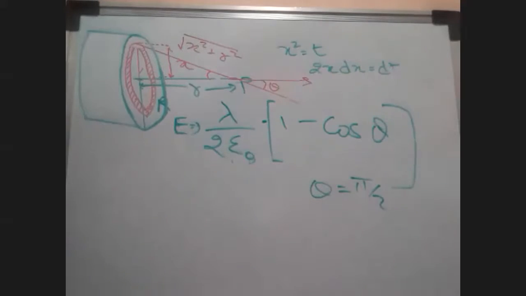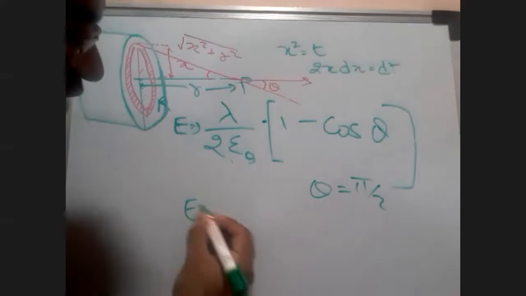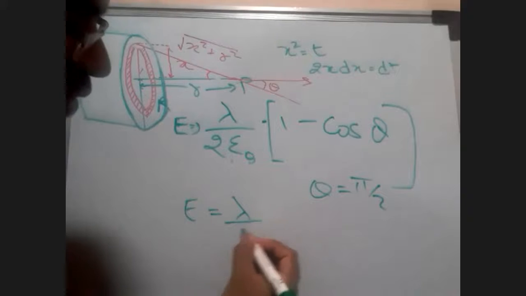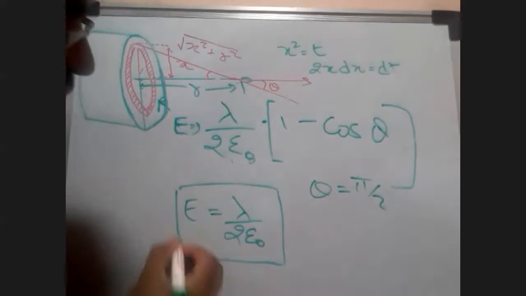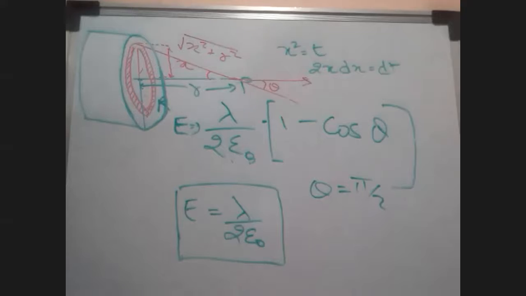So what will it be? What is cos pi by 2? 0. So electric field due to an infinite sheet will be lambda upon 2 epsilon naught. Am I right? This is the electric field intensity due to an infinite sheet of charge.